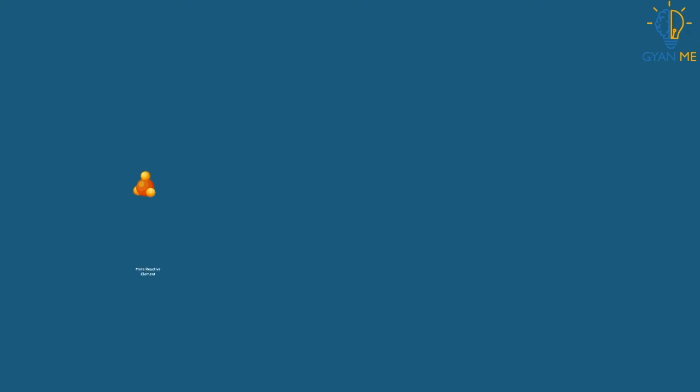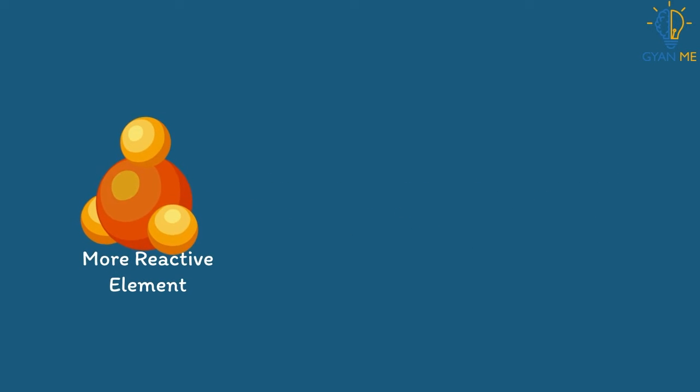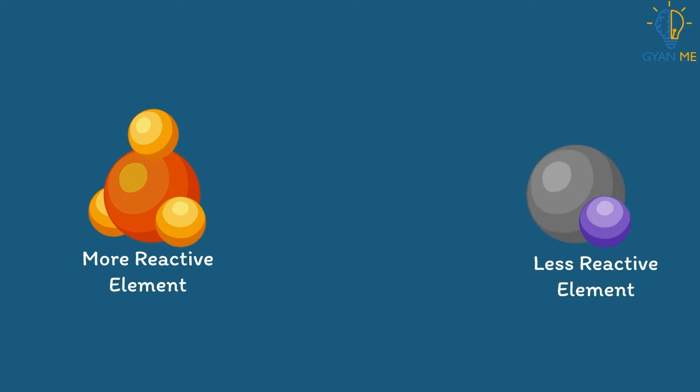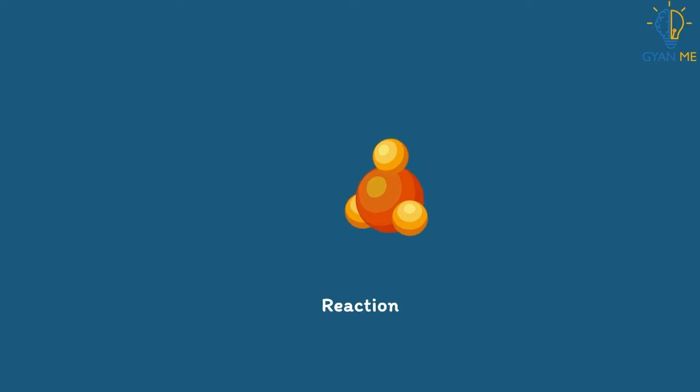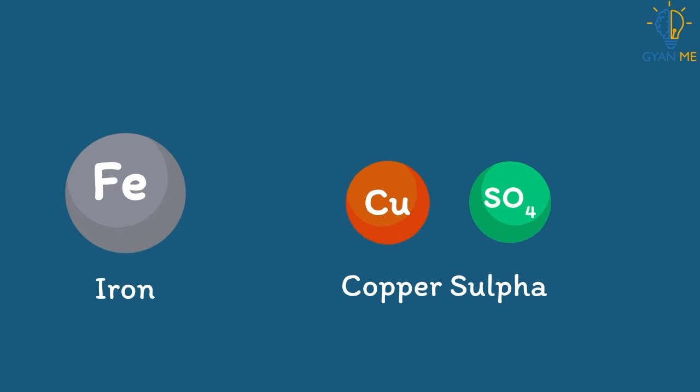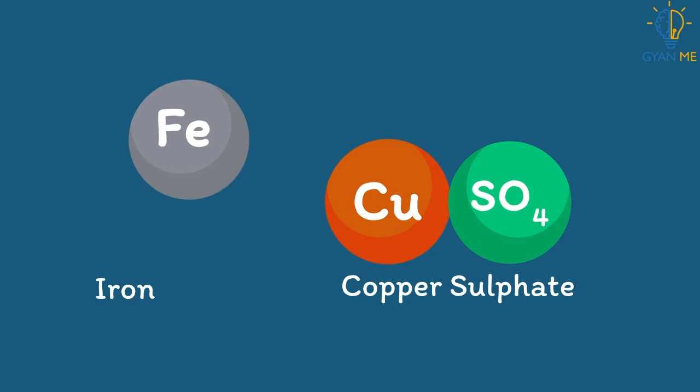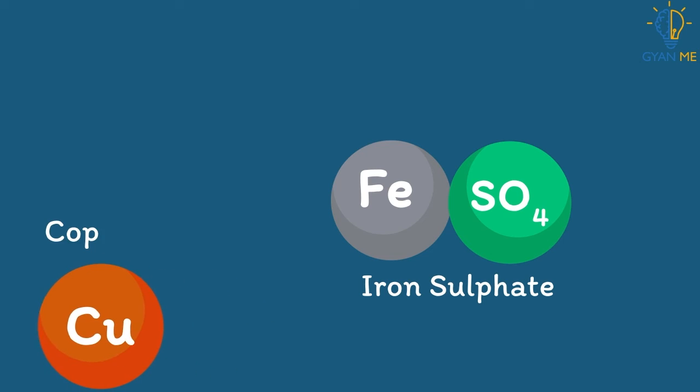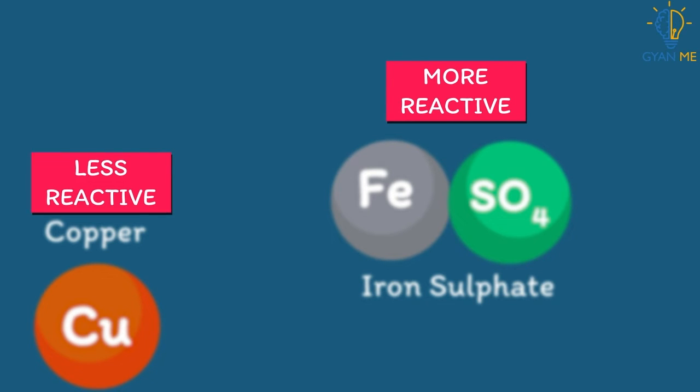Displacement occurs when a more reactive element reacts with the compound of a less reactive element under proper conditions. Here, iron is more reactive than copper. Accordingly, iron has displaced copper from the compound copper sulfate. Thus, we can define displacement reaction as a reaction in which a more reactive element displaces a less reactive element. In other words, displacement occurs due to difference in reactivity of the elements.